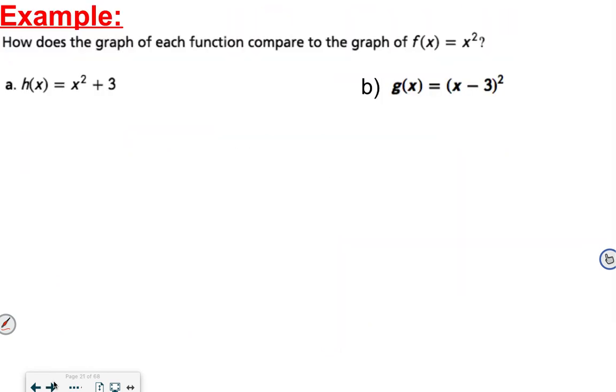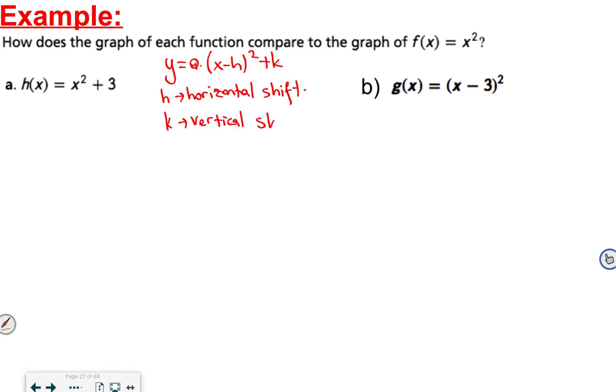So before the next slide, I would like to go over the vertex form one more time. Vertex form is this: y is equal to a times x minus h squared plus k. From here, h stands for horizontal shift, left or right. K stands for vertical shift, up or down. And if you try to find the vertex, your vertex is h, k. This is the vertex, which means the turning point.